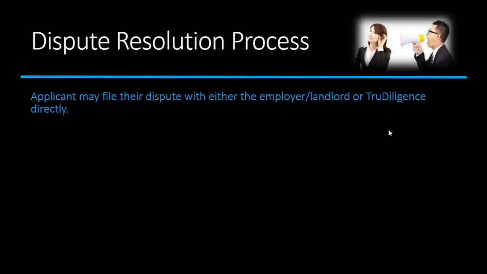So first of all, the applicant can file their dispute either with the employer/landlord, depending on your purpose, or TruDiligence directly. Obviously, if they're disputing the contents and the accuracy of the report itself, they need to be put in touch with TruDiligence, because that falls in our basket. So I would think that anytime you get a dispute, if the dispute comes to you directly from the applicant, your best course of action would simply be to indicate that that dispute process is handled directly by our background check company, and here is how you can get in touch with them, right?